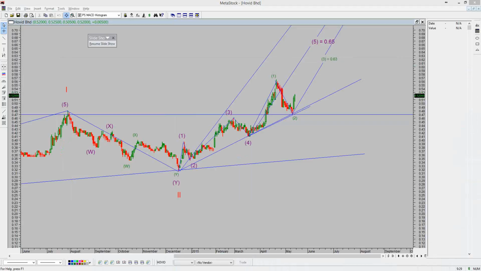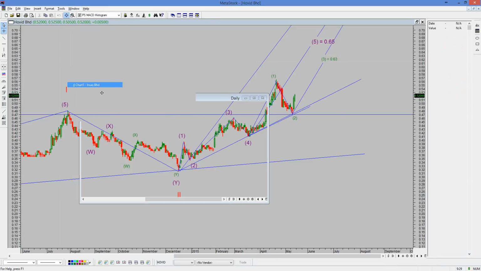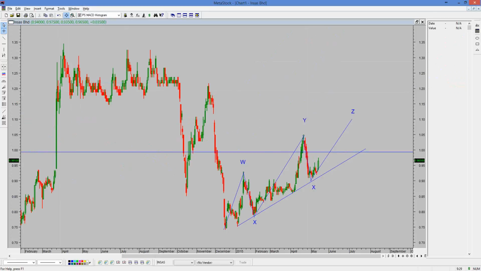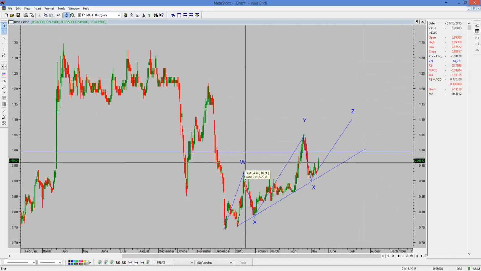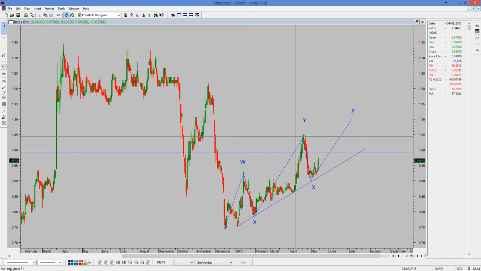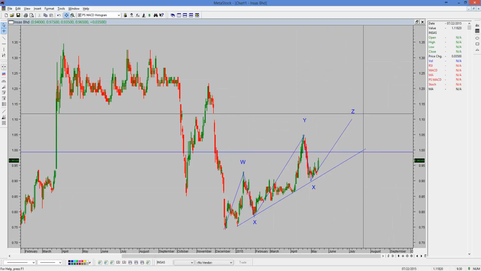Okay, the third one is Insas, which I want to go through. In a nutshell, looking at this trend, I like to analyze big trends and small trends. Looking at this, it is W X Y X Z. What does that mean? Typically, in a nutshell, it's called a triple zigzag.